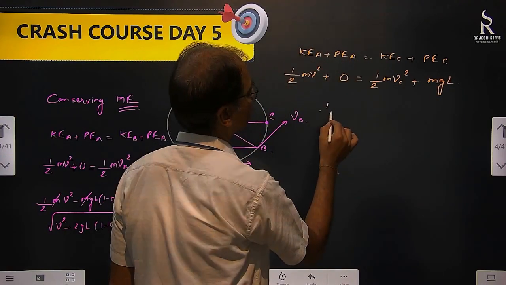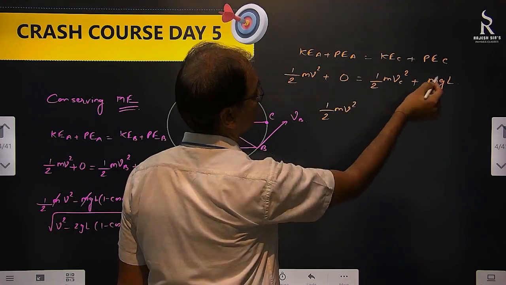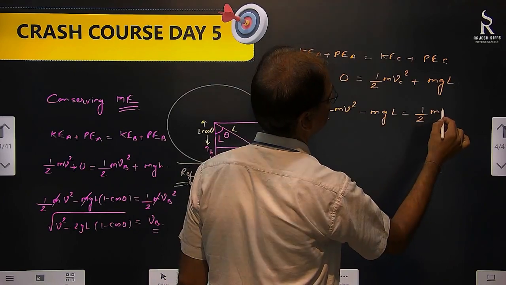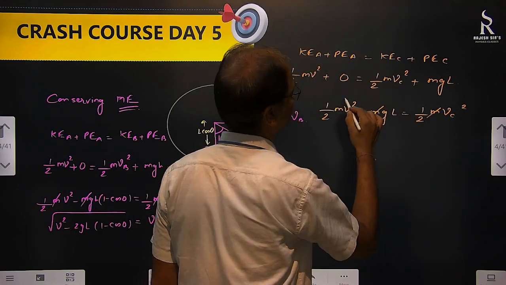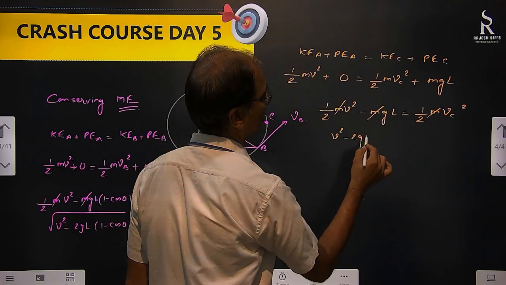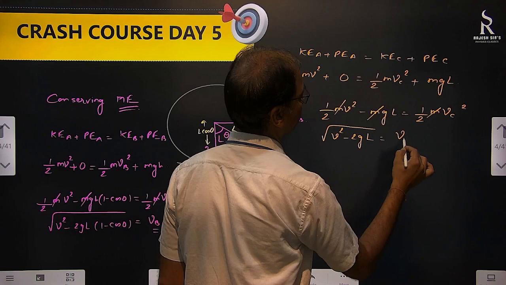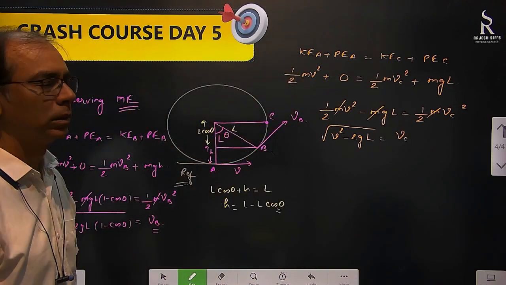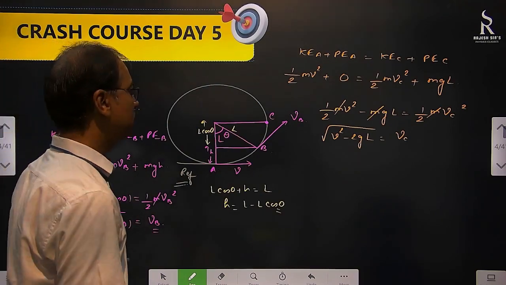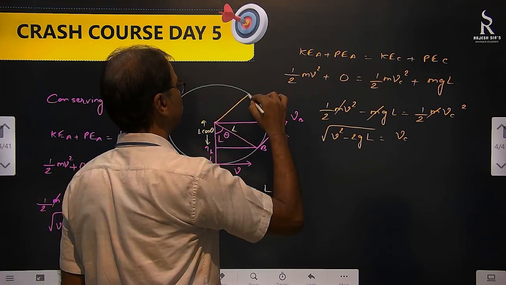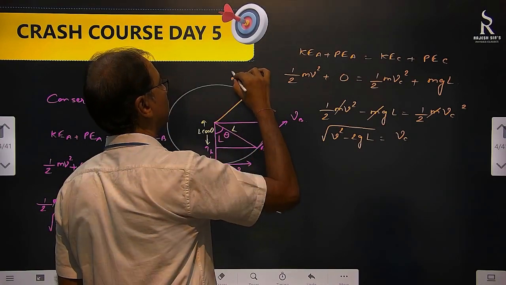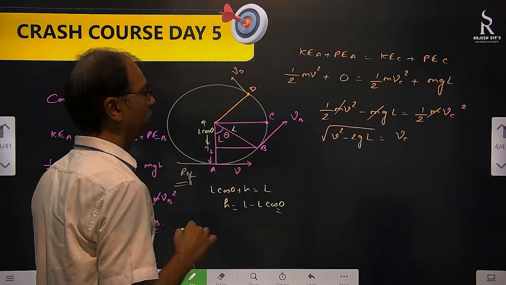Okay. So half mv square minus mgl equal to half m vc square. The m is cancelled. You multiply 2 throughout. So this becomes v square minus 2gl equal to vc square. Okay. Then where else do we have to find? D also is there. This point also you see. This is VD. Now this we took alpha.